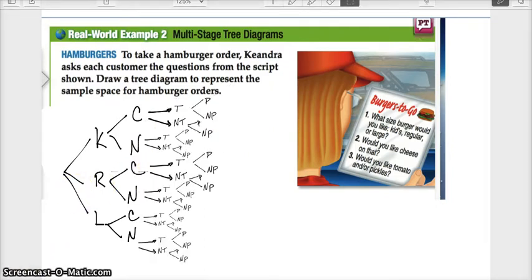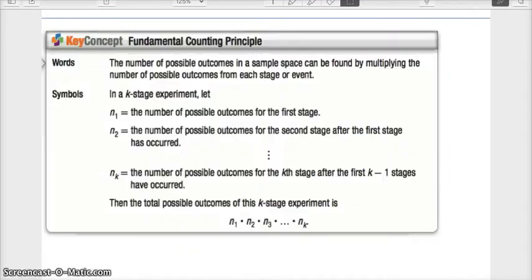And this is what our complete tree diagram would look like, okay? So let's take a generic look at our fundamental counting principle. Basically what the principle is telling us is that if we think about the number of experiments that we might have along the way, let's say, K experiments.